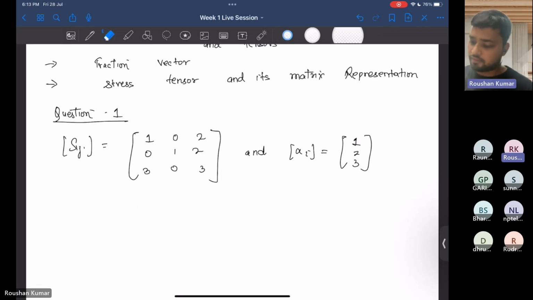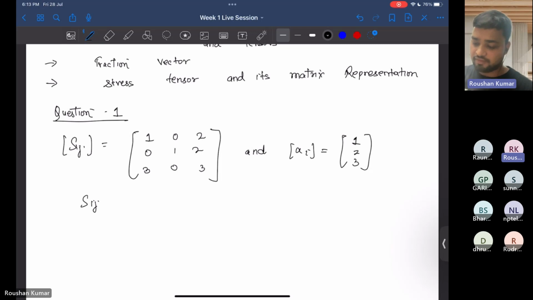So this is what you have seen here. Sij is basically a second order tensor. You see here that it has 2 indices, Sij, and Ai is a vector. I have given it component-wise, that is, each component of Sij represents the component of tensor S, and Ai represents the component of vector A. So here we have to find the component Sij.